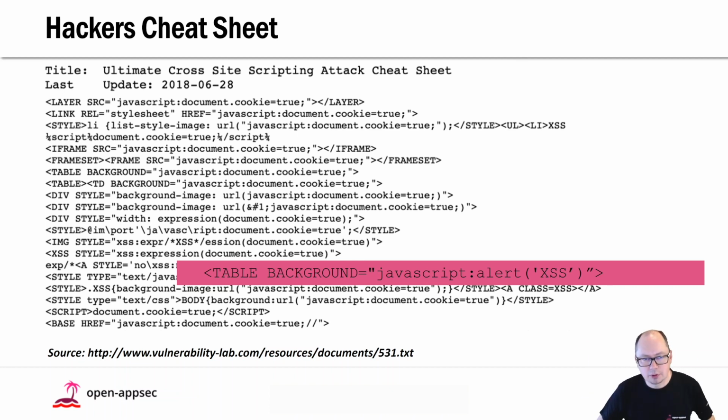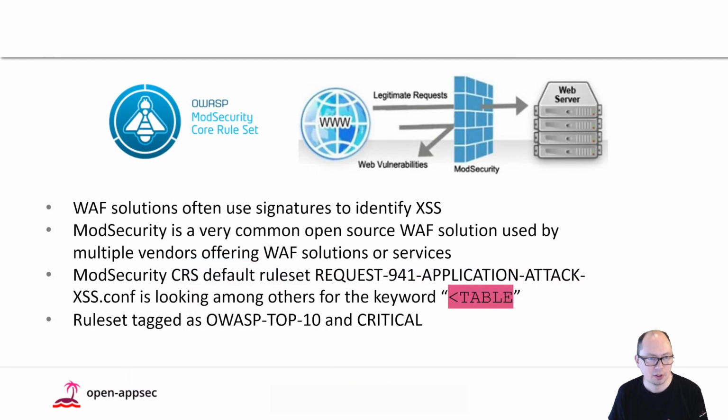So in order to look into some of those attacks further, we can have a look at the so-called hacker's cheat sheet, which is available at the source that you find below and just lists some examples of cross-site scripting attacks. So in this, for example, we found an attack where an HTML tag, table background, is used, and then there is JavaScript alert XSS being added here to create a pop-up when this is loaded that just shows XSS to demo how XSS attacks can be done.